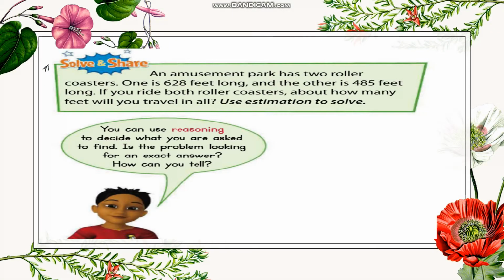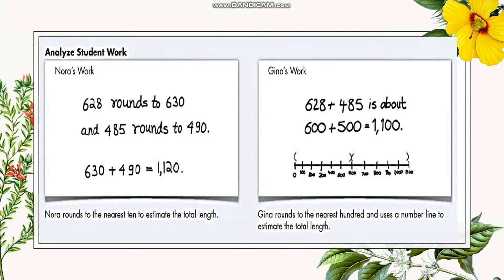Let's analyze this problem. The amusement park has two roller coasters. One is 628 feet long and the other is 485 feet long. If you ride both roller coasters, about how many feet will you travel in all? So you're going to use estimation to solve. Now, let's analyze these two students' work. Look at Nora's work. Nora rounds to the nearest 10 to estimate the total length.